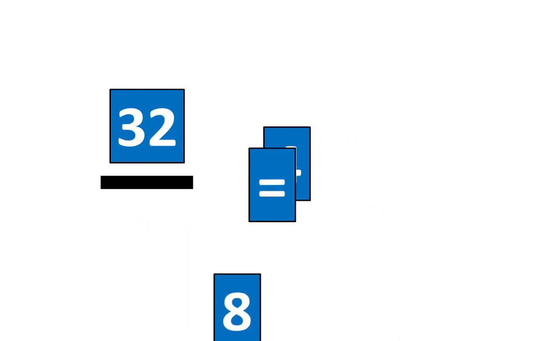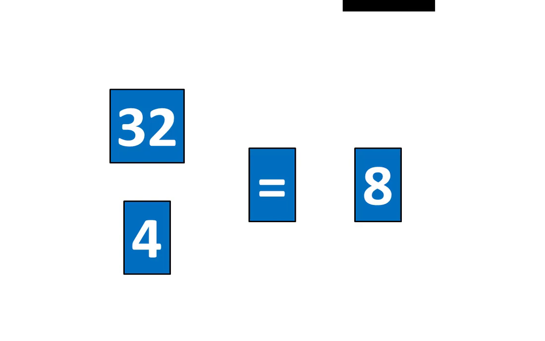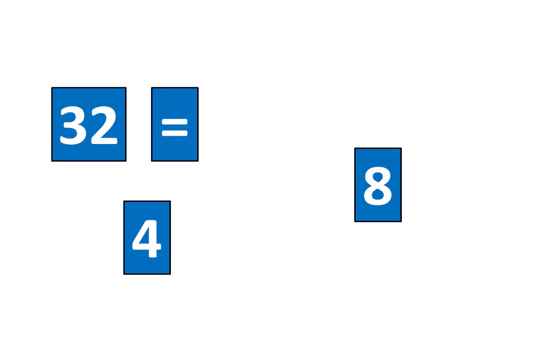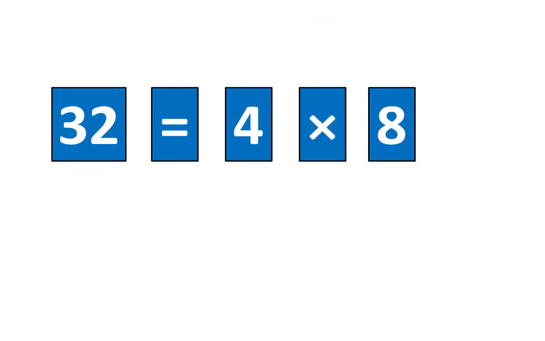We also know that 32 divided by 4 is equal to 8. Let's tap all the pieces to show that. 32 divided by 4 is equal to 8. That means the fraction 32 fourths is equal to 8. Now let's slide this piece out of the way. 32 is equal to 4 times 8, which means that 32 is equal to 8 times 4, and that completes the challenge.